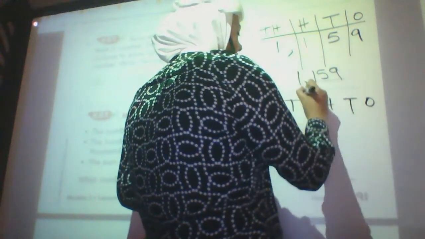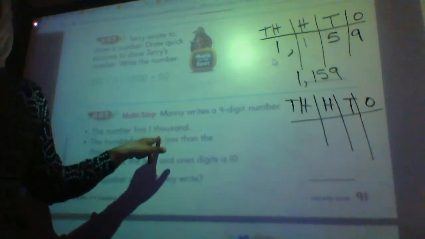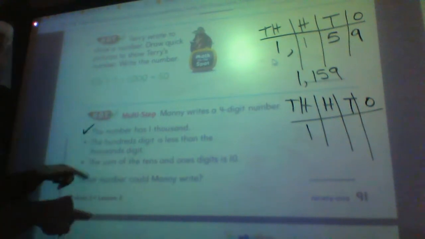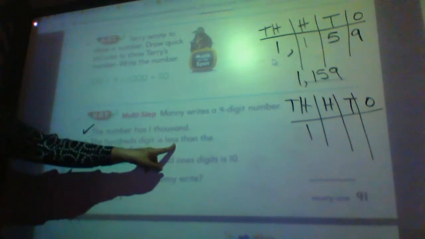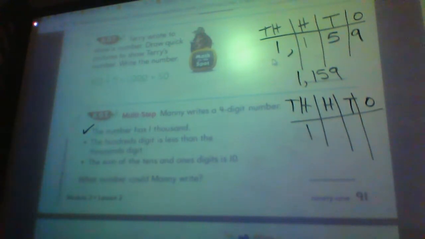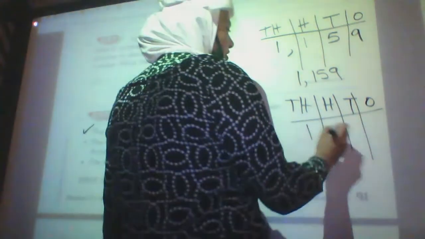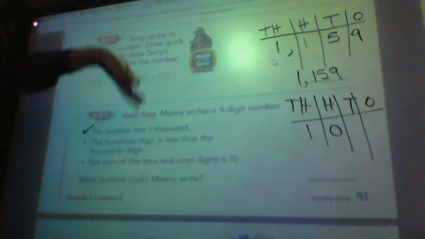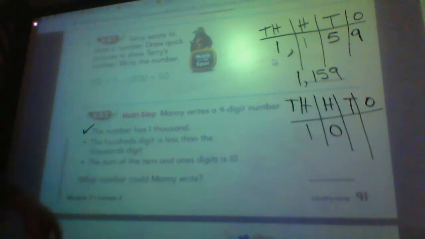Let's go ahead and draw the place value. That's ones, tens, hundreds, TH stands for thousands. Okay, now, the number has what in the thousands? It has a 1. Check that off. The hundreds digit is less than the thousands digit. So what's a number that's less than 1? 0. Thank you, Rena. 0 is less than 1, so 0 is going to go in the hundreds place. That's the only option because there's no other number smaller than 1, right?